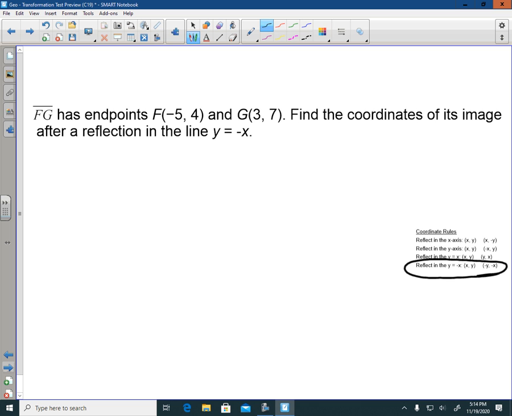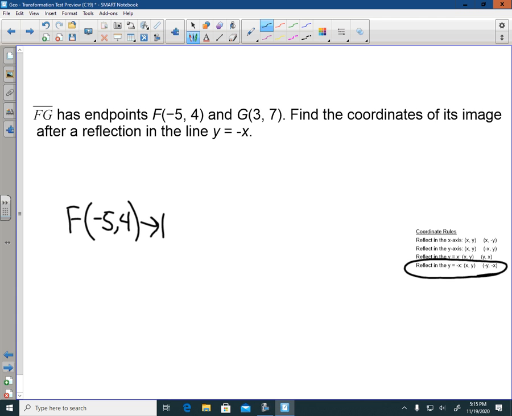These negatives in this rule do not mean that they stay negative. It means that they will be opposite. So if they were positive, they'll be negative. If they're negative, they'll be positive. So in other words, if we want to find the coordinates of F'G', we can run F through that rule. F starts at negative 5, 4.